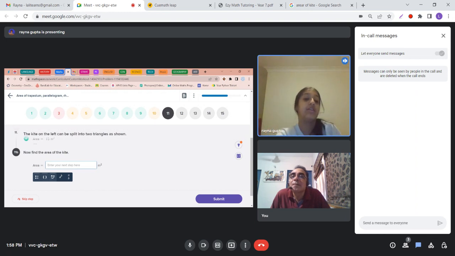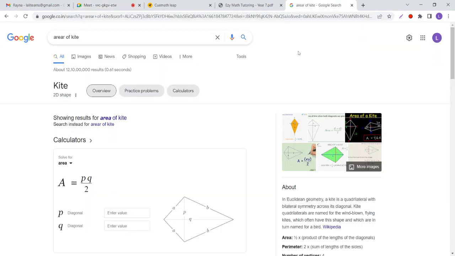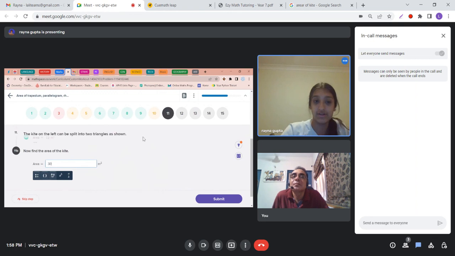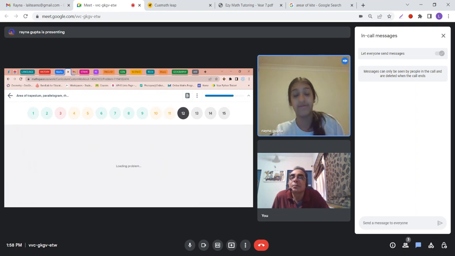Wait there. Now find the area of the kite. The area will be the kite formula, 6 times 10. Do I need 0.5 for a kite? Yes, yes, you need half. Oh, I know what it is. It's 30.